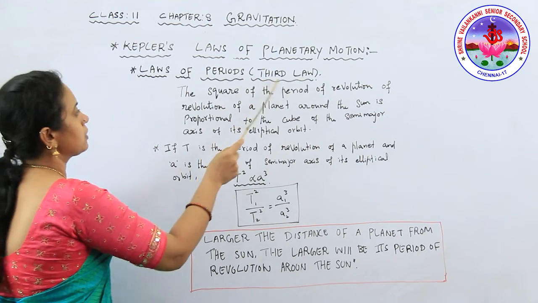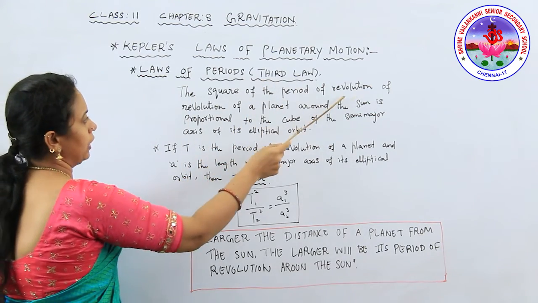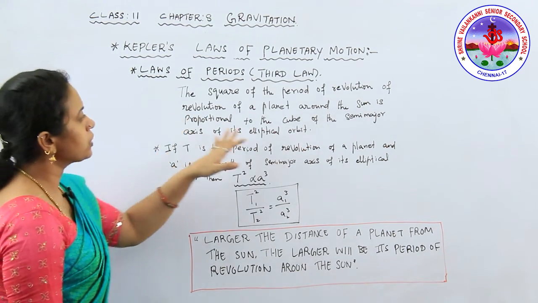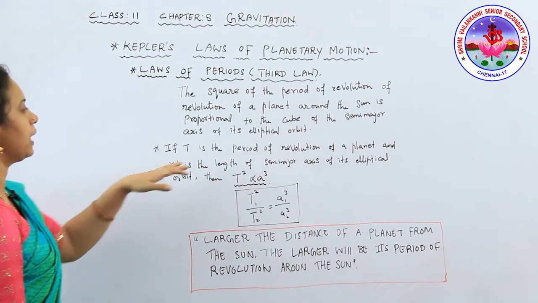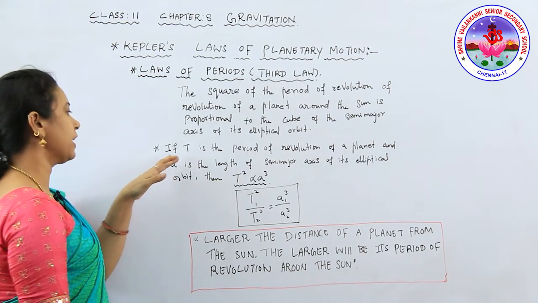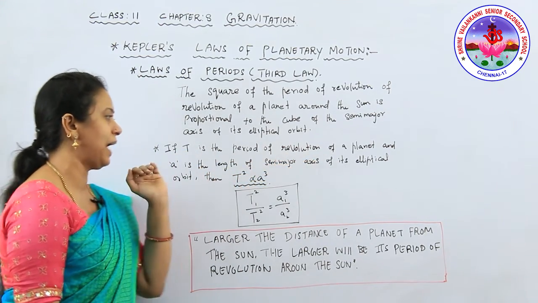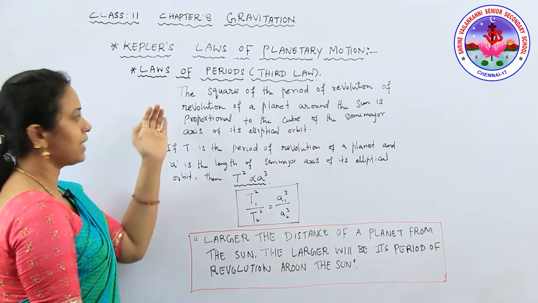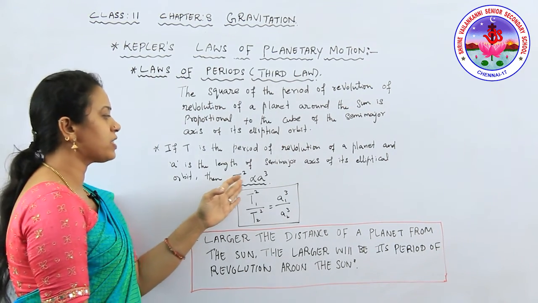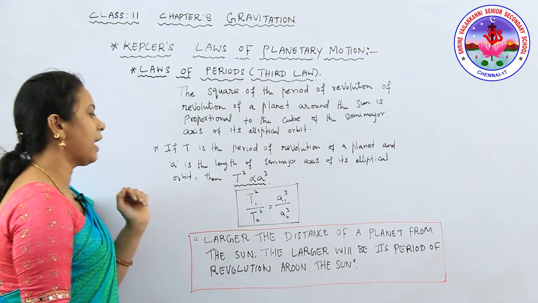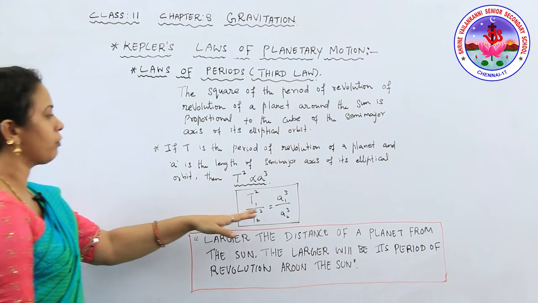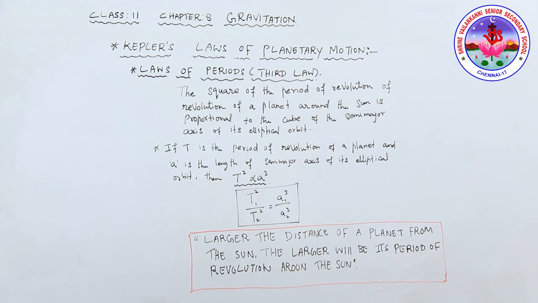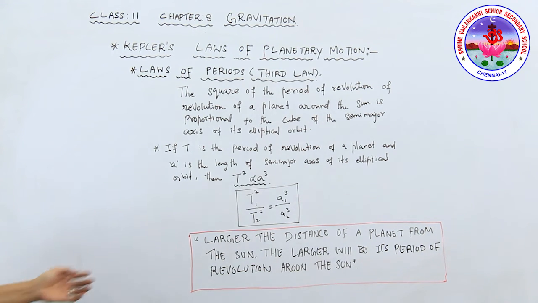Now the law of periods, that is the third law. The square of the period of revolution of a planet around the sun is proportional to the cube of the semi-major axis of its elliptical orbit. Suppose capital T is the period of revolution of a planet and A is the length of the semi-major axis of its elliptical orbit, then from the statement T square is directly proportional to A cube. So we can write T1 square by T2 square equals A1 cube by A2 cube. So the larger the distance of a planet from the sun, the larger will be the period of revolution around the sun.